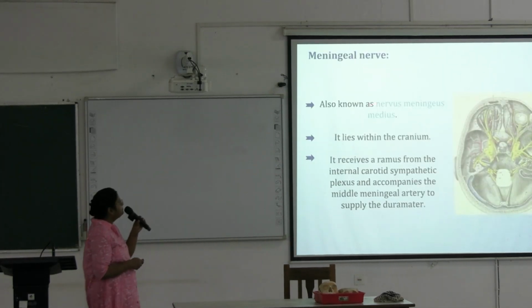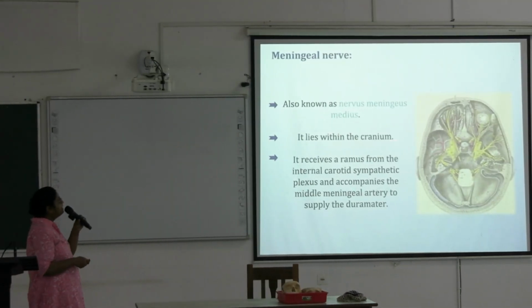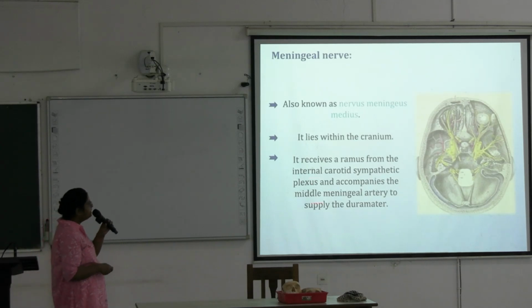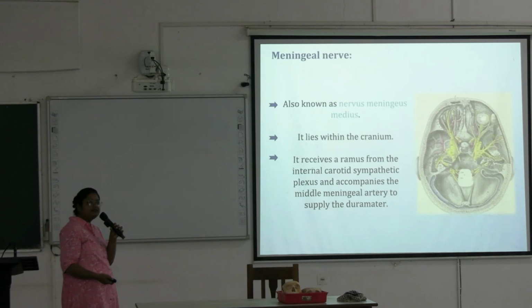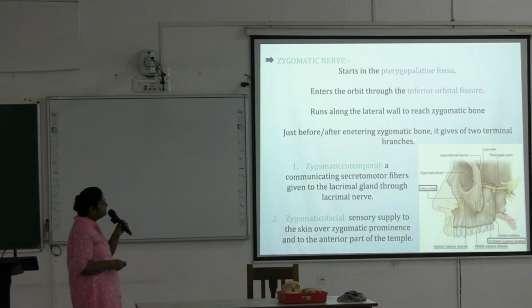So the meningeal nerve, also known as nervus meningeus or nervus medius, lies within the cranium, receives a ramus from the internal carotid sympathetic plexus, and accompanies the middle meningeal artery to supply the dura mater. Next we go to the zygomatic nerve.